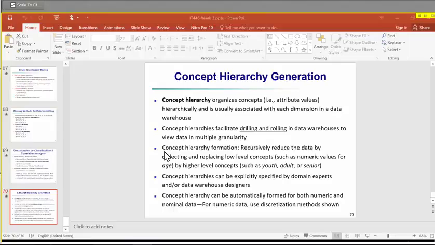And the concept hierarchies can be explicitly specified by domain experts or data warehouse designers, and these hierarchies can be automatically formed for both numeric and nominal data. Okay, so we can have discretization methods as shown in the previous slides. For nominal data, we have some other methods which we will discuss soon.